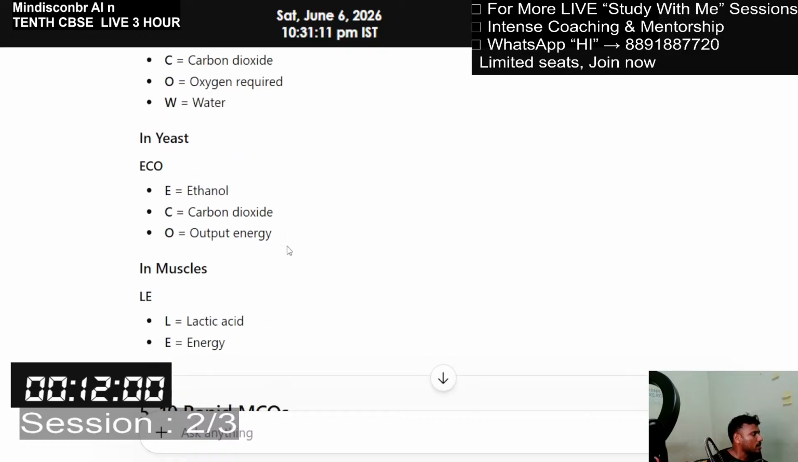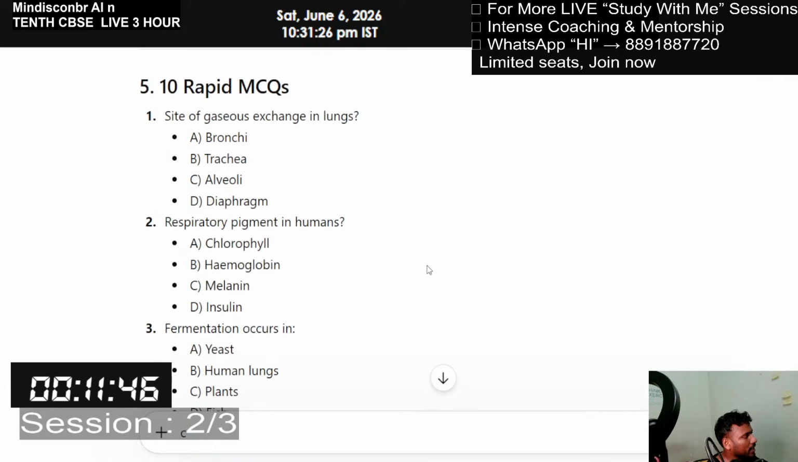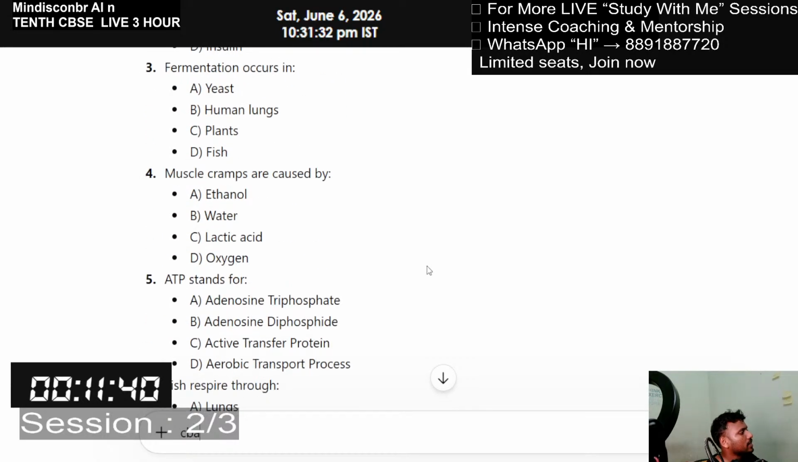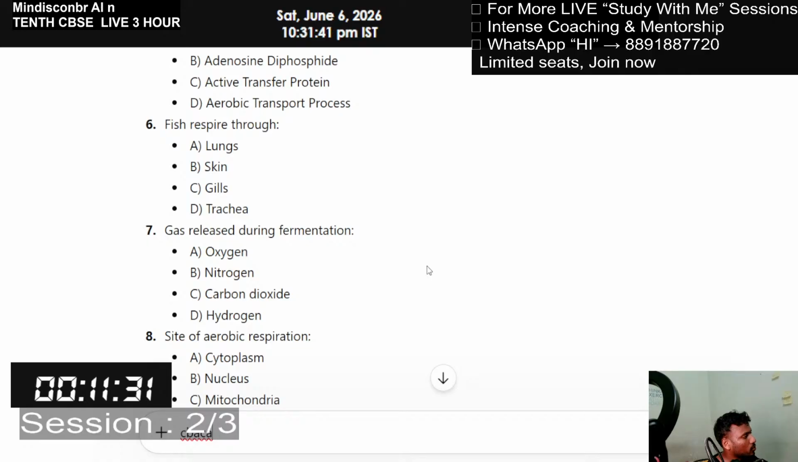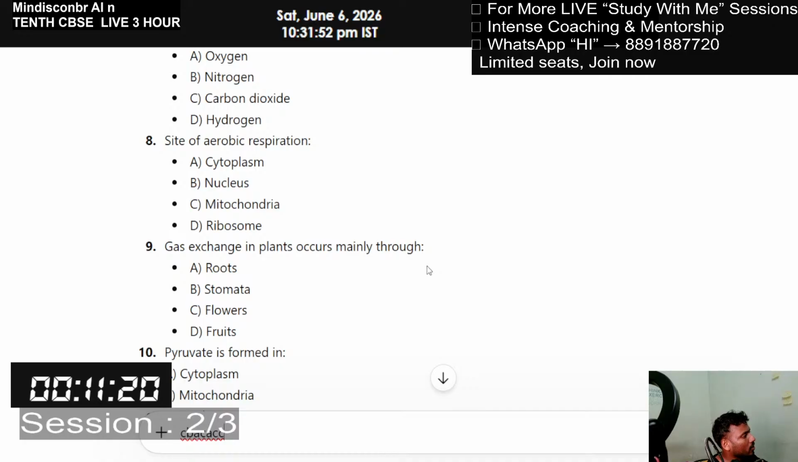Mnemonics is not needed. 10 rapid MCQs. Site of gaseous exchange of lungs? Alveoli. Respiratory pigment in humans? Hemoglobin. Fermentation occurs in yeast. Muscle cramps are caused by lactic acid. ATP stands for adenosine triphosphate. Fish respire through gills. Gas released during fermentation? Carbon dioxide. Site of aerobic respiration?